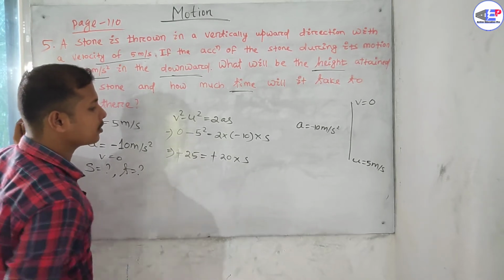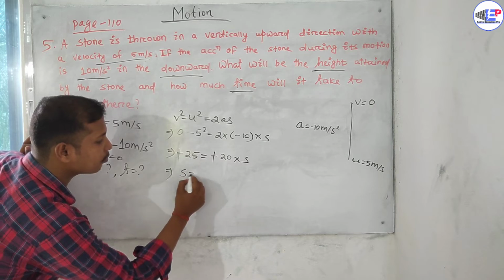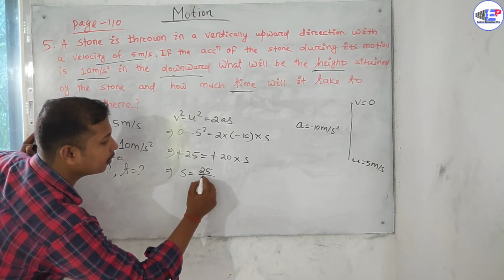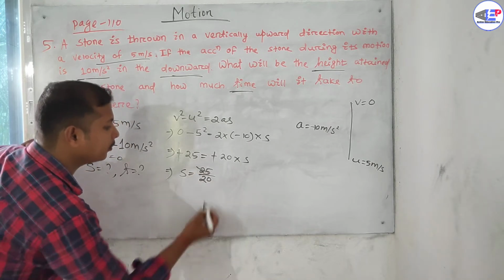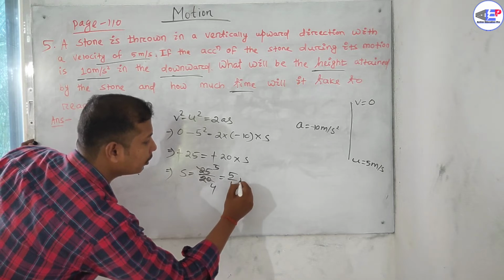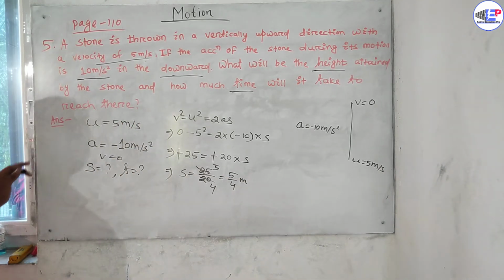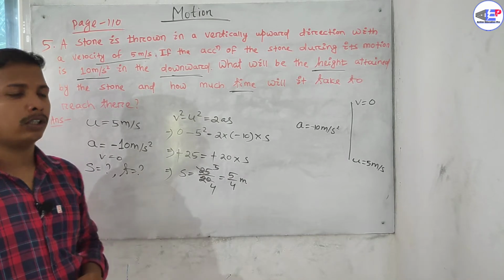Negative sign will be cancelled on both sides. It will give s is equal to 25 by 20. By cancelling it with 5, it will give 5 by 4, which is 5 by 4 meter. So the stone will travel a distance of 5 by 4 meter.